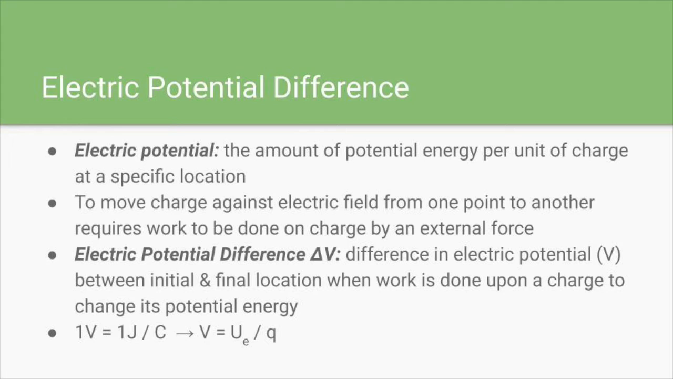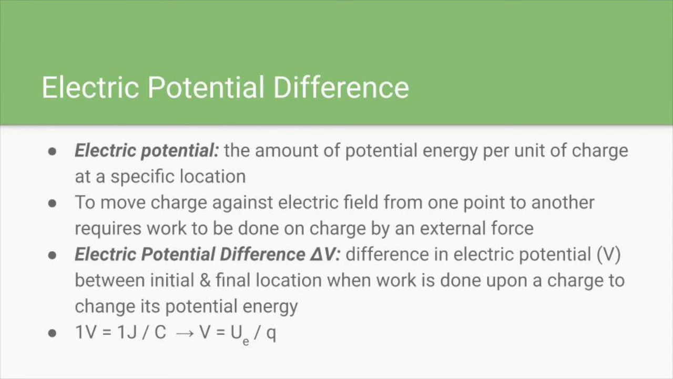So let's imagine that we have this electric field here, and we want to move this charge against our electric field from point A to point B. Well, that's going to require work to be done on that charge by an external force. So you need external work being done. And the difference in electric potential from location A to location B is called electric potential difference, so the change in V.